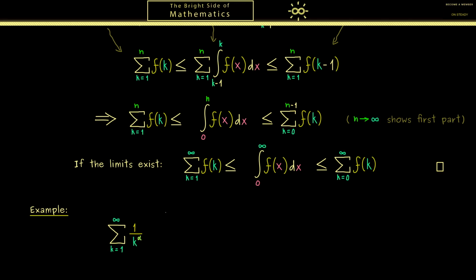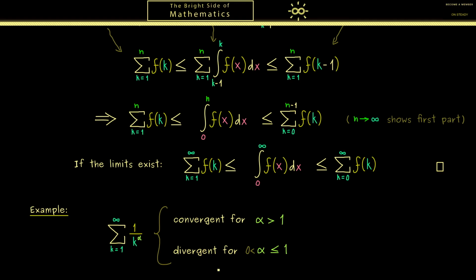And now depending on the value of alpha, we get two cases. Namely, we get a convergent series when alpha is large enough, which means alpha should be greater than 1. And on the other hand, if alpha is less or equal than 1, the series is not convergent. Of course, if you want, you can assume that alpha is positive, simply because if alpha is negative, it's very clear that the series can't be convergent.